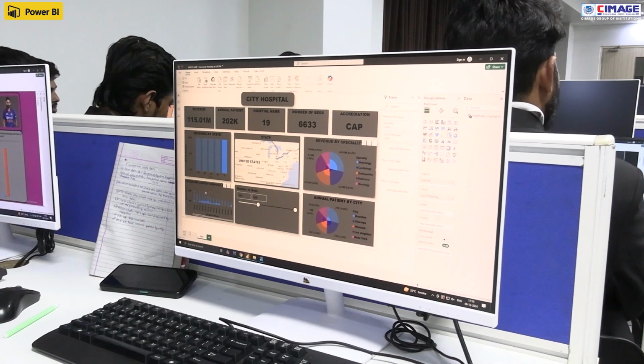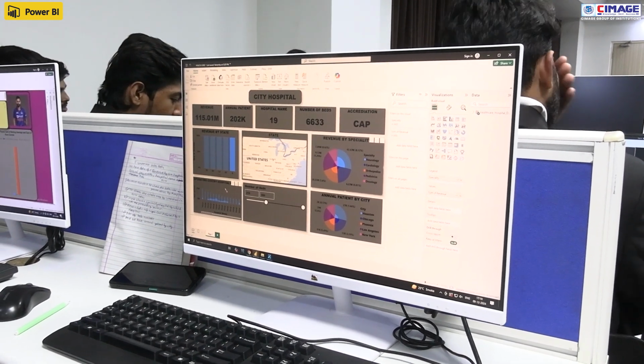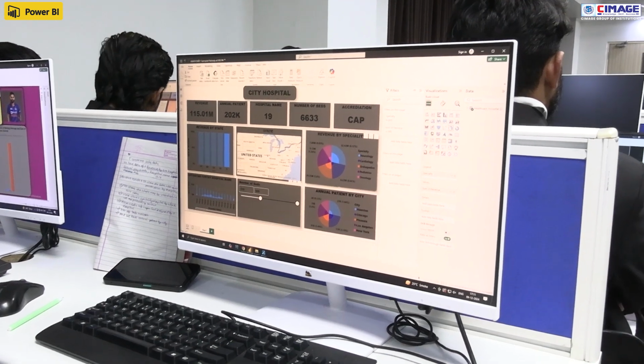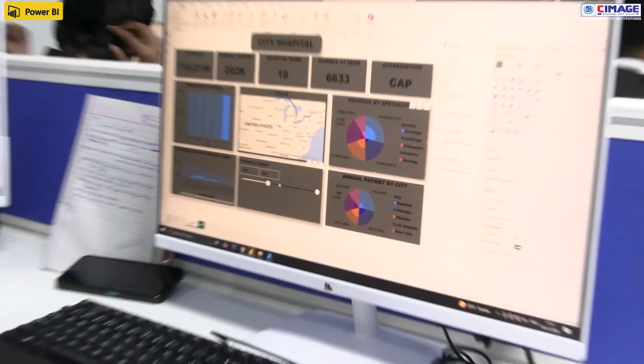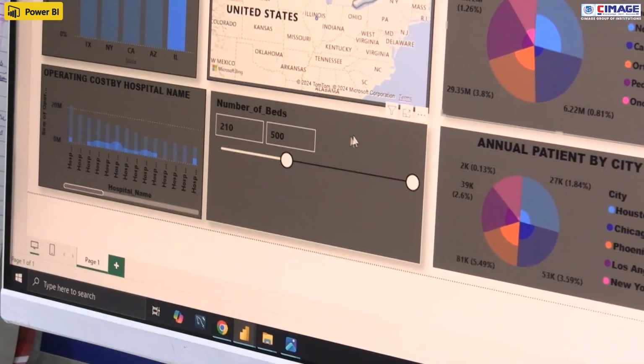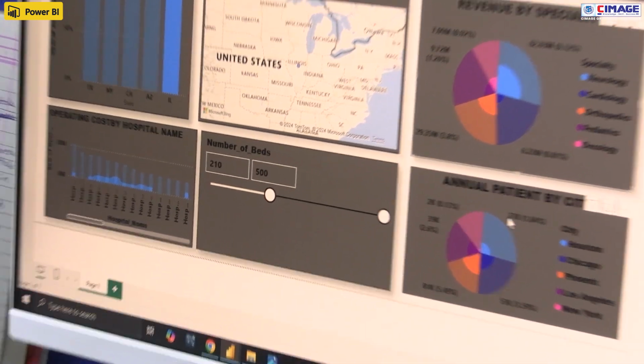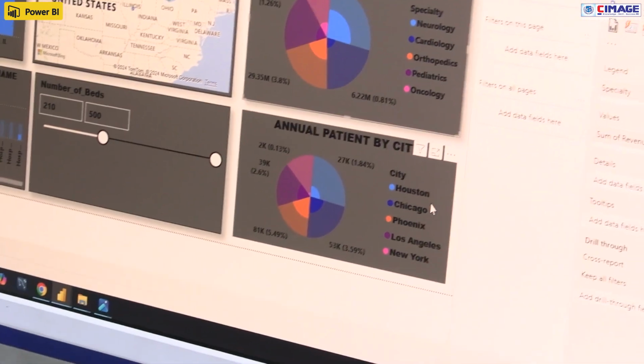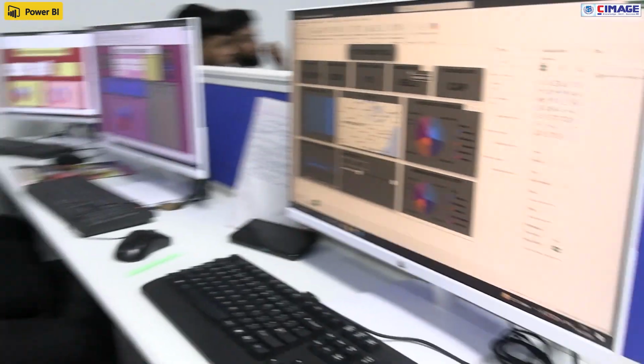And now we have operating cost incurred by hospital. Here is the data of operating cost incurred by our hospital names, the number of beds that are available in our various hospitals, and annual patients across various cities. Okay, so that's for my side.